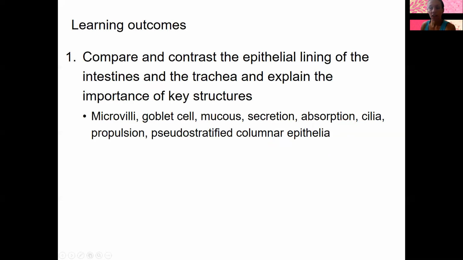All right, that's it for epithelial tissues in lecture. You'll see them in lab. And next is connective tissues.